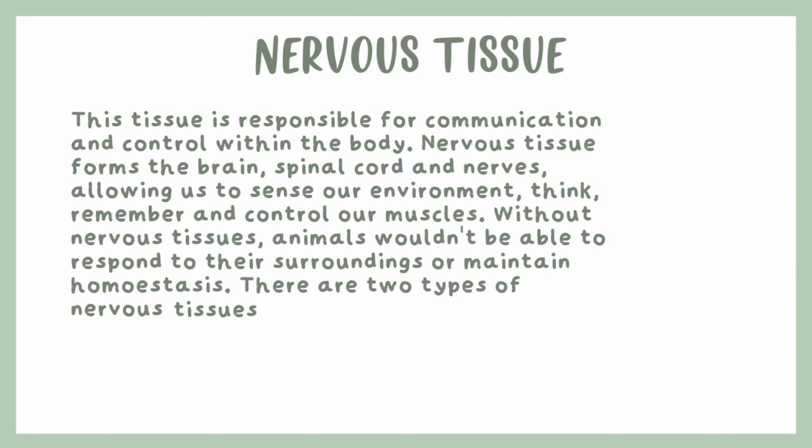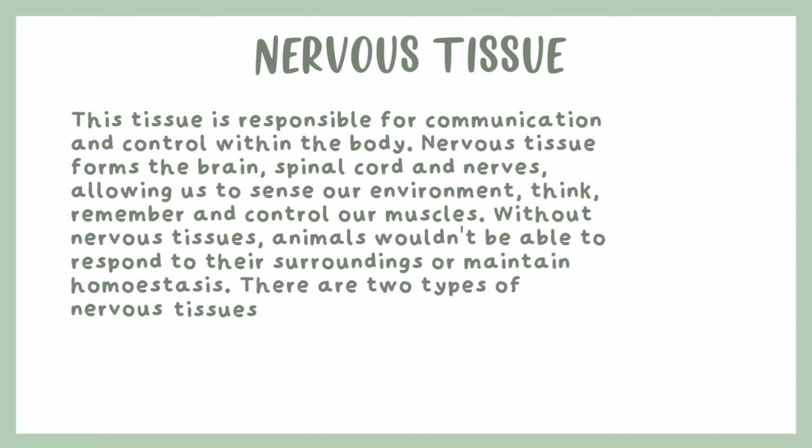Finally, moving on to nervous tissue. This tissue is responsible for communication and control within the body. Nervous tissue forms the brain, spinal cord, and nerves, allowing us to sense our environment, think, remember, and control our muscles. Without nervous tissue, animals wouldn't be able to respond to their surroundings or maintain homeostasis.